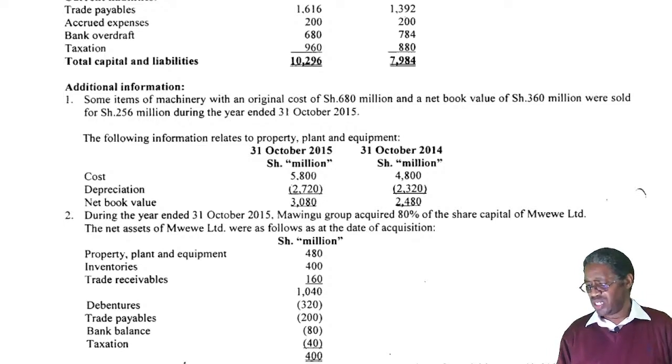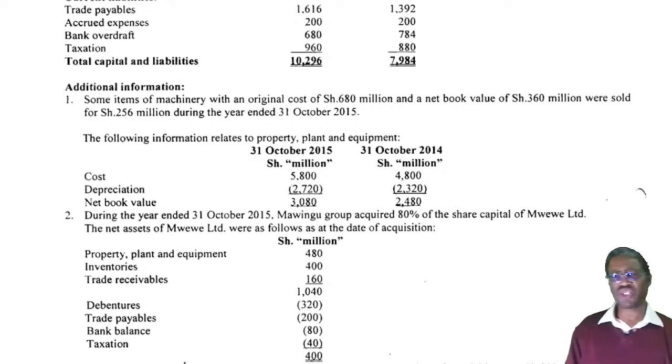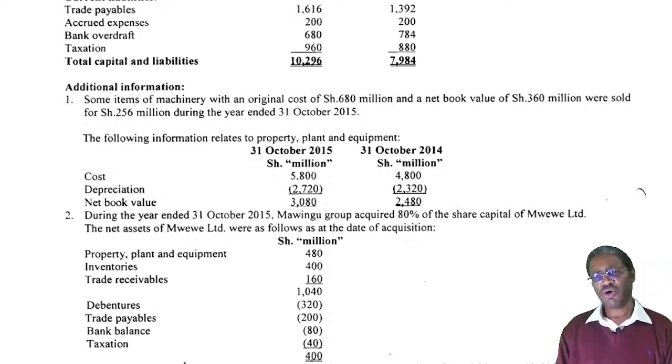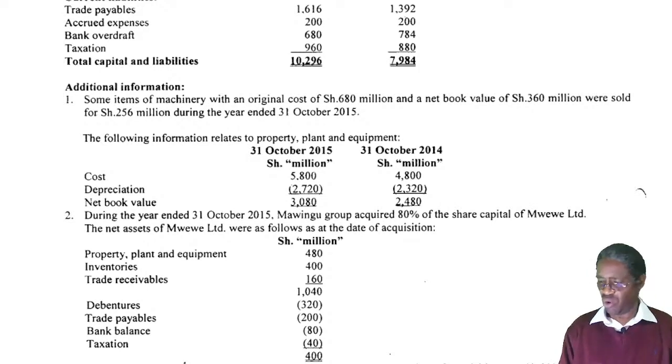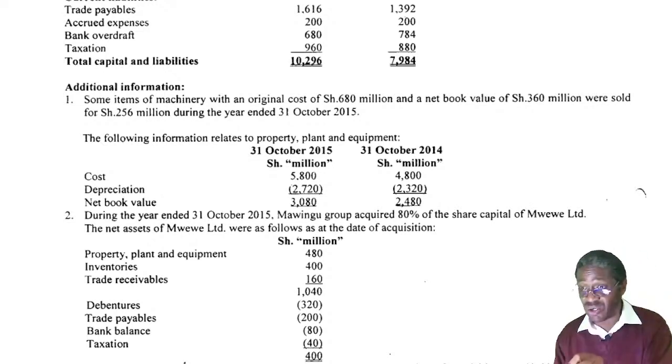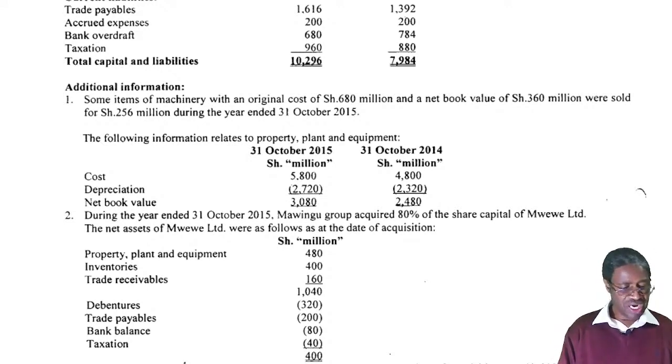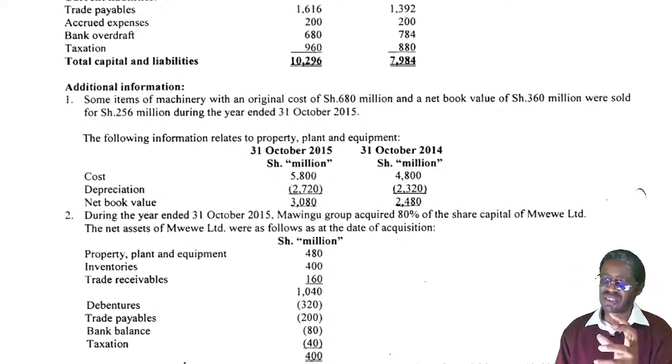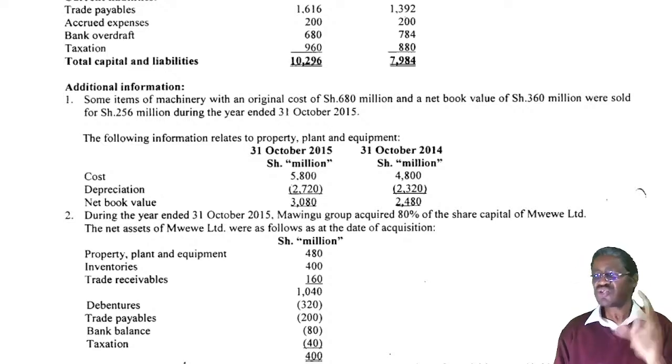If we read note number one, it says, some item of machinery with an original cost of 680 million with a net book value of 360 million was sold for 256 million. Obviously, there was a disposal. And that disposal could have given rise to either a gain on disposal or a loss on disposal. And I hope you can see, we sold an asset whose book value was how much? 360. We sold it for how much? 256. So we sold it for less than its book value. That must be a loss on disposal.